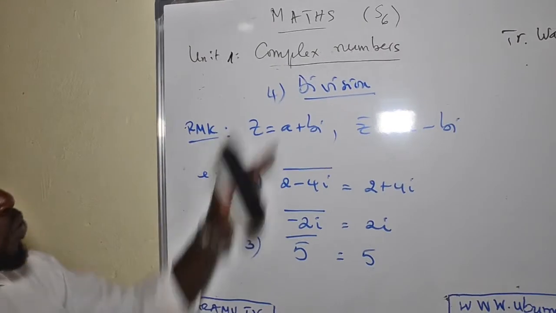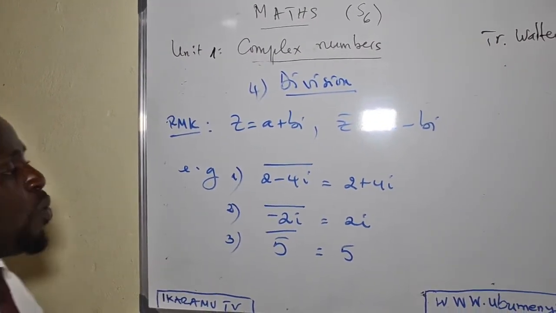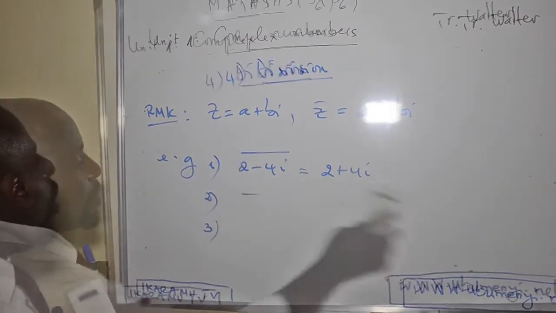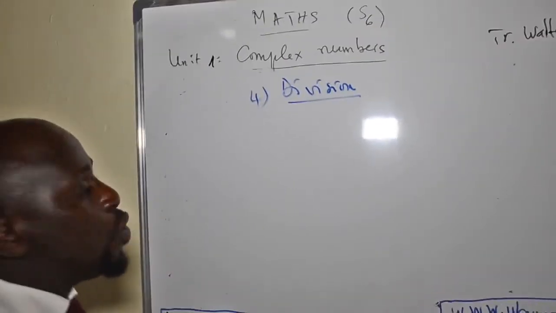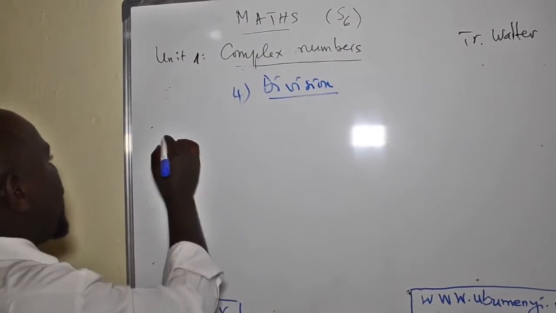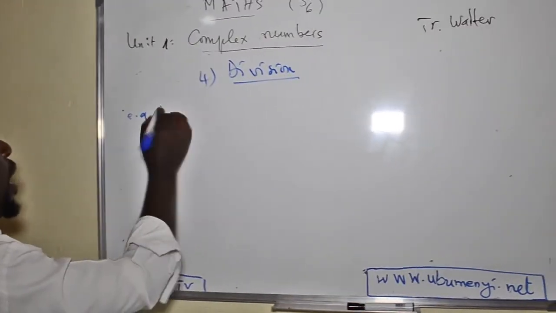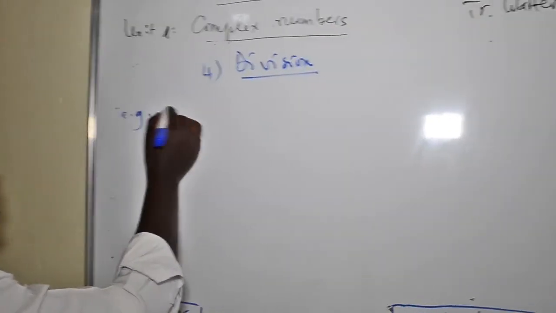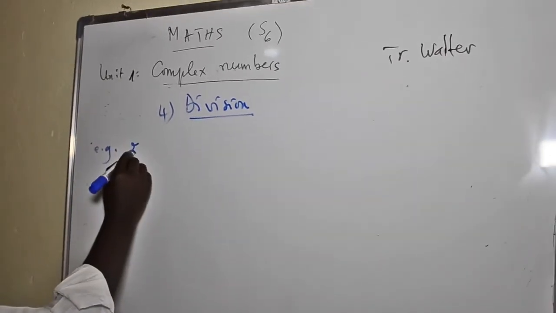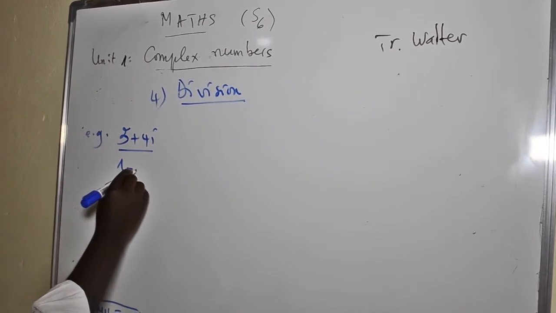So for division of two complex numbers, we shall need this. So how do we do it now? Let us have also some examples about this. We go on with division of two complex numbers. We have to consider two examples. The first example I will give you: I have 3 plus 4i over 1 minus i.